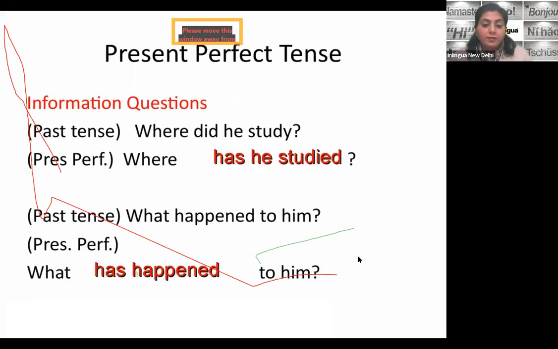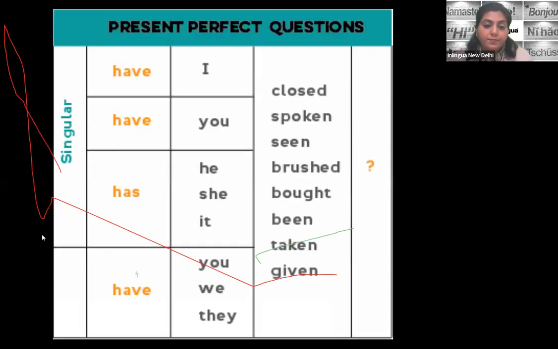All right. Let's look at some more examples. Past tense, regular question: where did he study? Present perfect tense: where has he studied? Past tense: what happened to him? Present perfect tense: what has happened to him? Okay, so these are questions with the WH words.